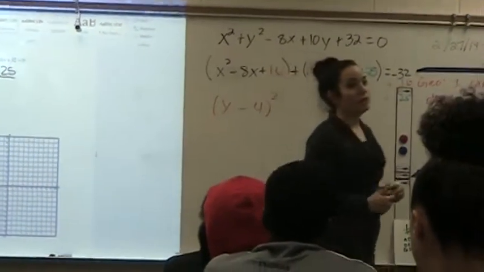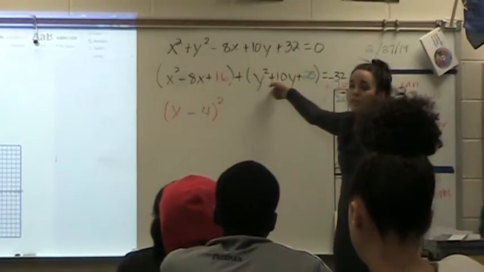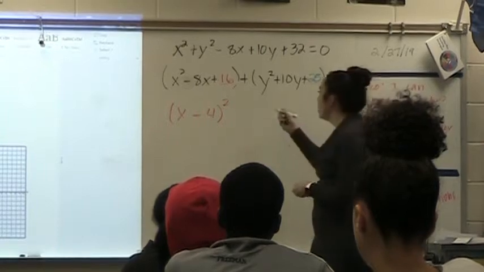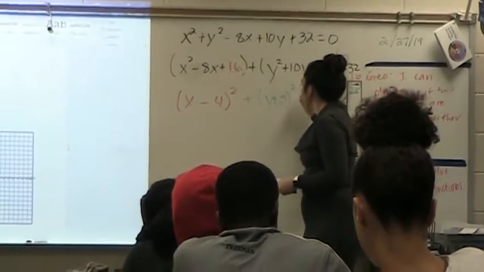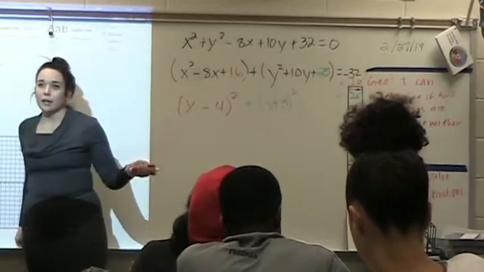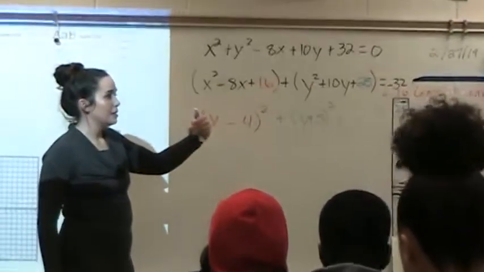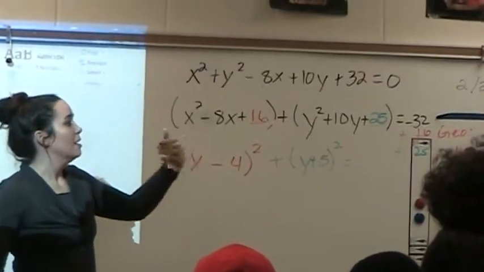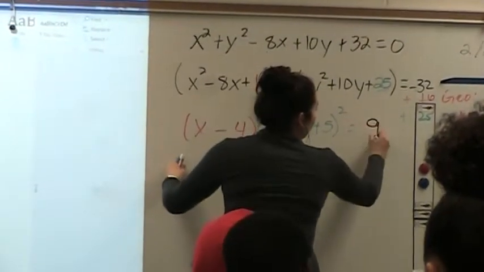Okay. Alright, so on this y, what's my b term? 10. What's 10 divided by 2? 5. So I'm going to write y plus 5 squared. Okay? Everything on the right hand side you can just add together, right? What's negative 32 plus 16? Negative 16. Negative 16 plus 25 is 9.